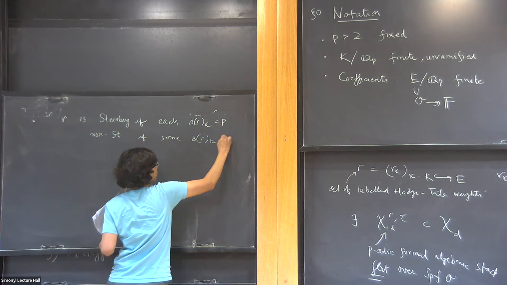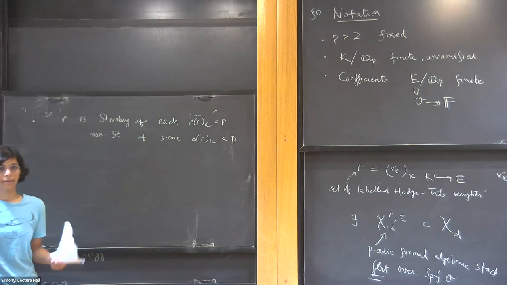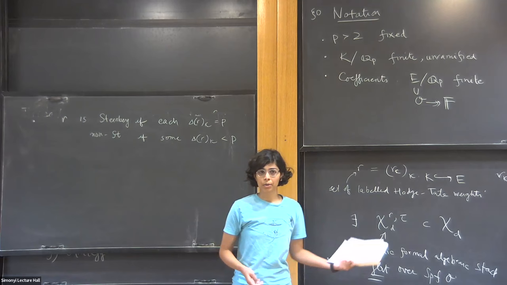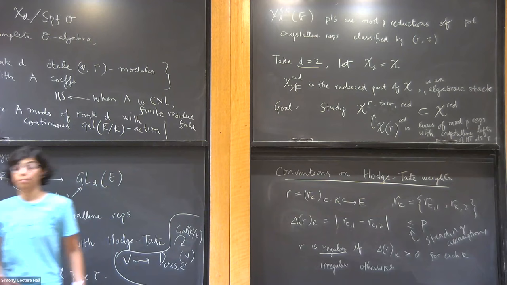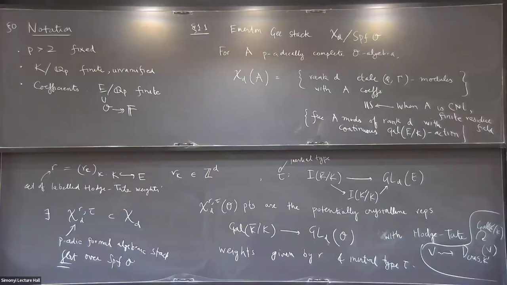So in particular, the objective of this talk is that we want to study the irregular loci, which means we want to study loci in which, at least in some embedding, the difference is equal to zero. So in particular, they're always non-Steinberg. So for the purposes of this talk, we can sort of ignore the Steinberg case.